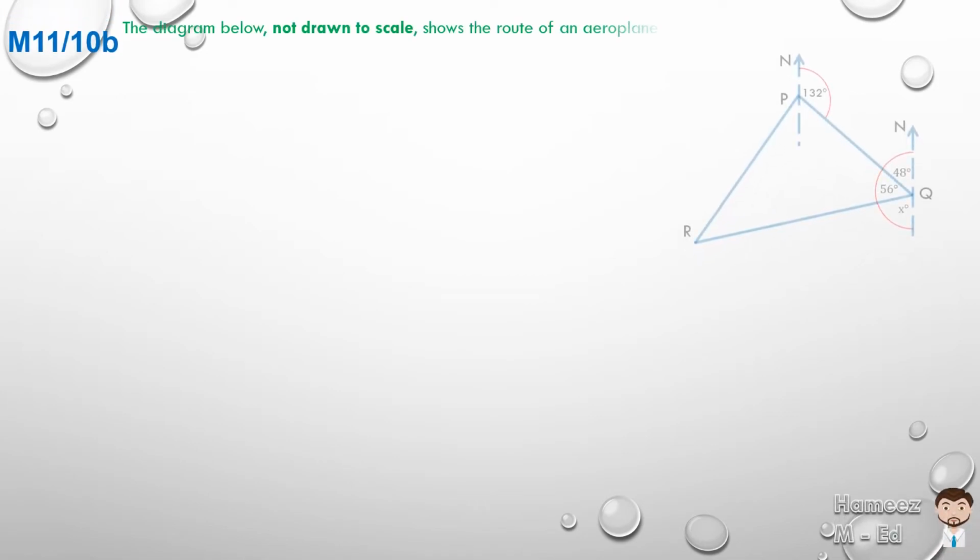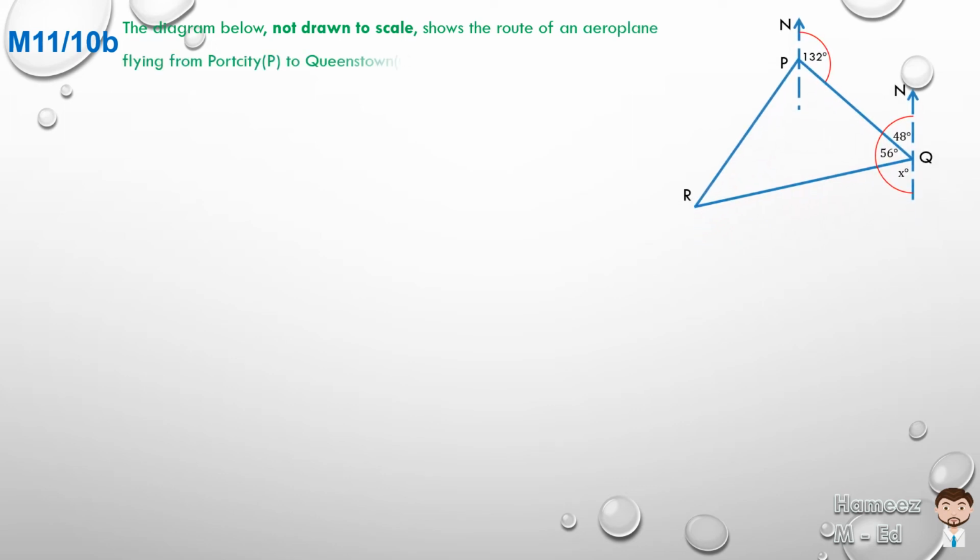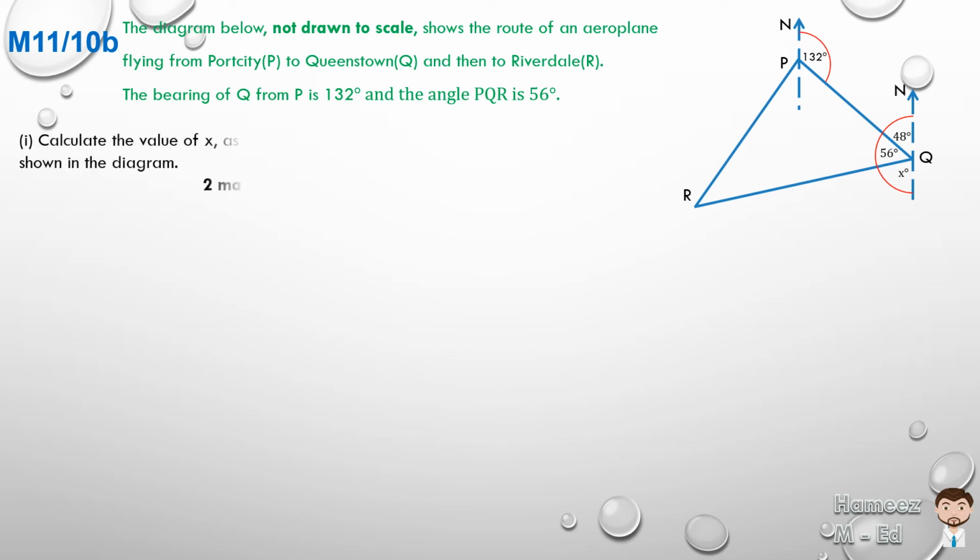May 2011, number 10b. The diagram below, not drawn to scale, shows the route of an aeroplane flying from Port City, P, to Queenstown, Q, and then to Riverdale, R. The bearing of Q from P is 132 degrees, and the angle PQR is 56 degrees. Part 1. Calculate the value of x as shown in the diagram.